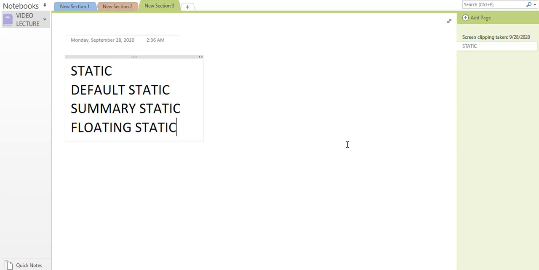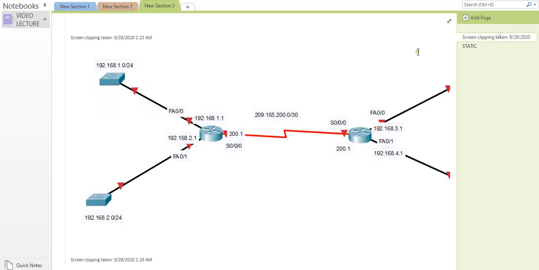We're gonna do floating static route. So in our current topology, I'll be adding another route so that you guys see how this happens. So I'm gonna explain all of them once from here. So now this is what we do.